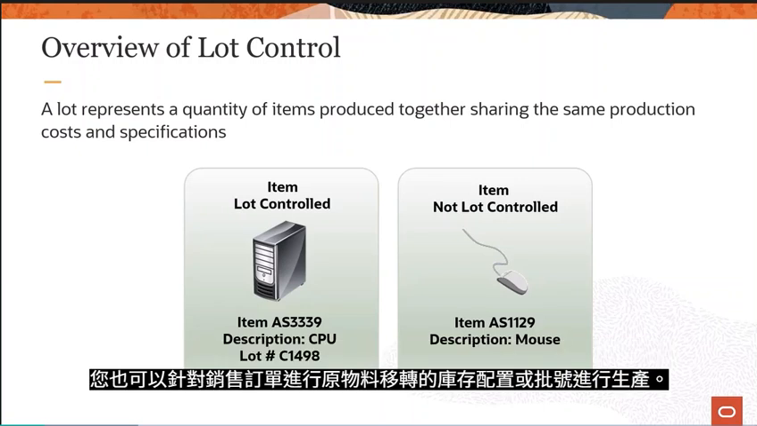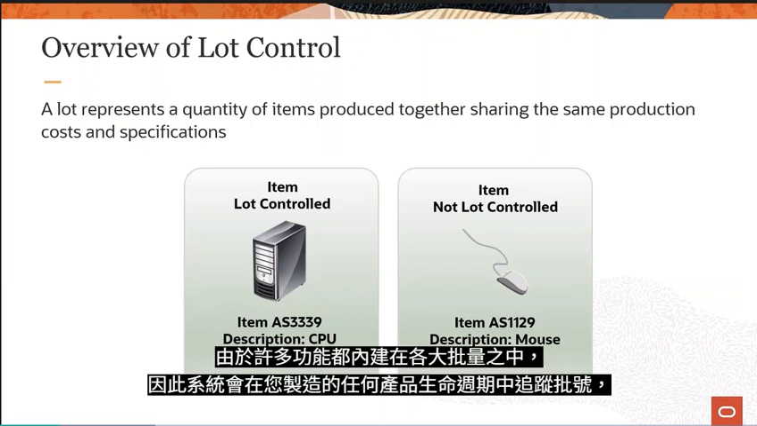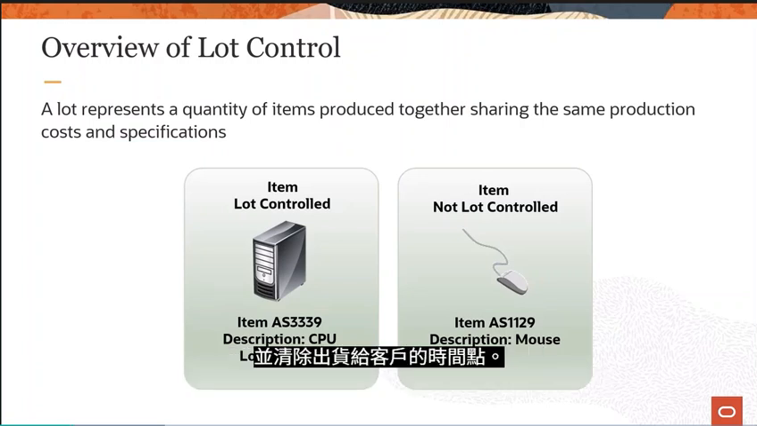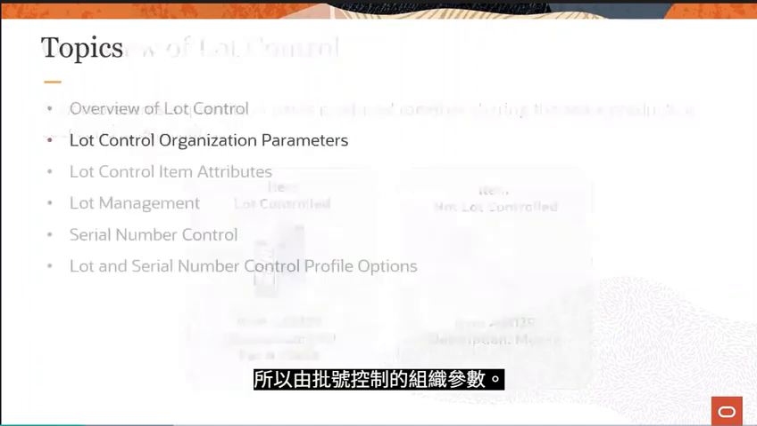You can also do stock allocations for lots for production, for sales orders, for movement of material. So there's a lot of functionality built in around the lots, and the system will track the lot number through the life cycle of whatever it is you're making, clear up to the point where you ship it out to the customer, and you retain that information in a genealogy.